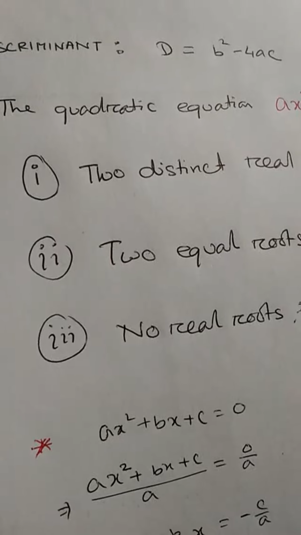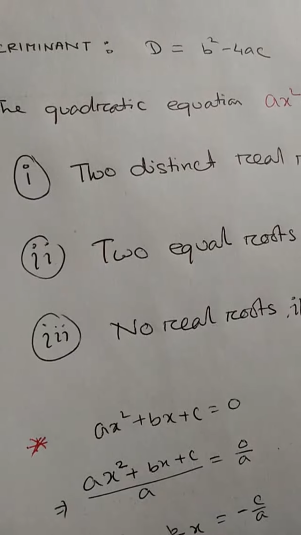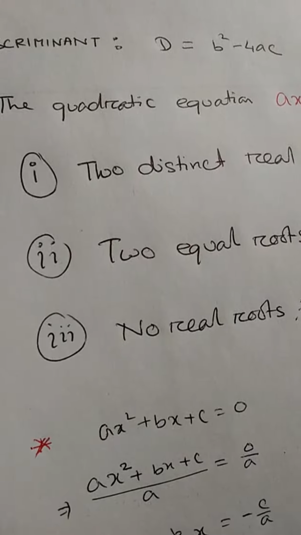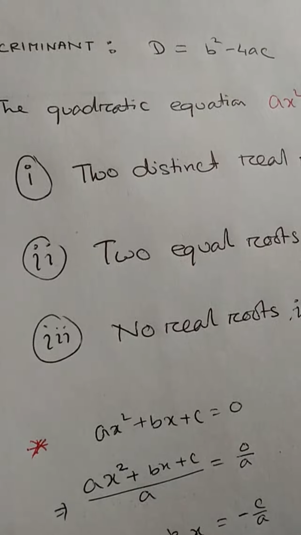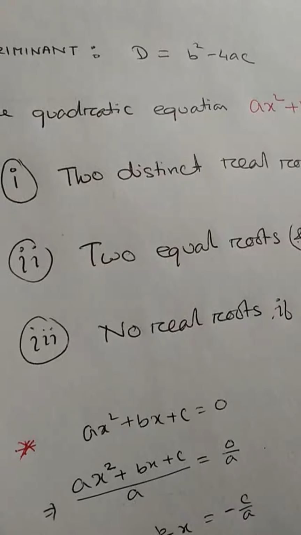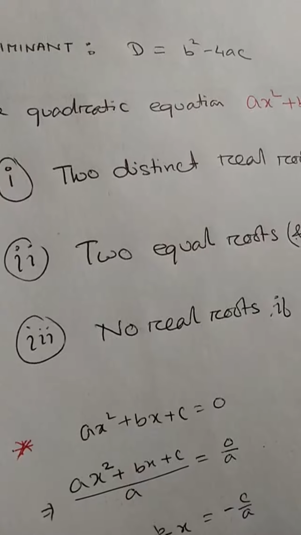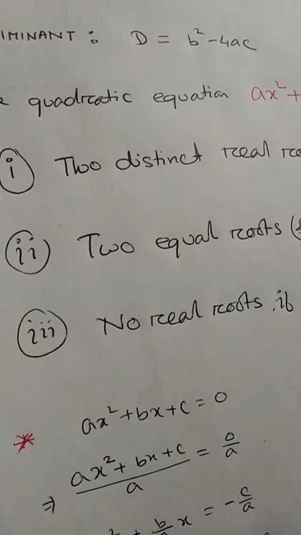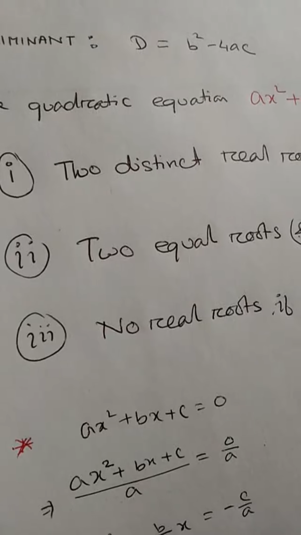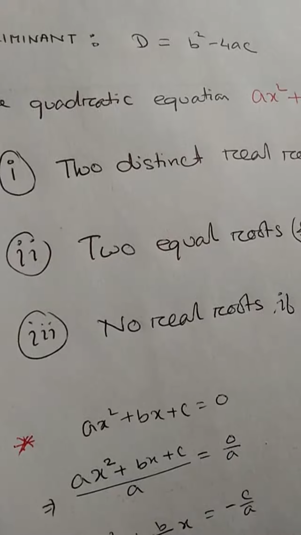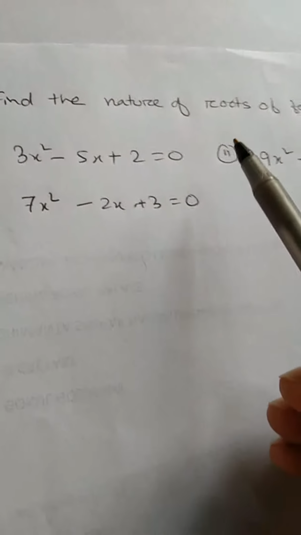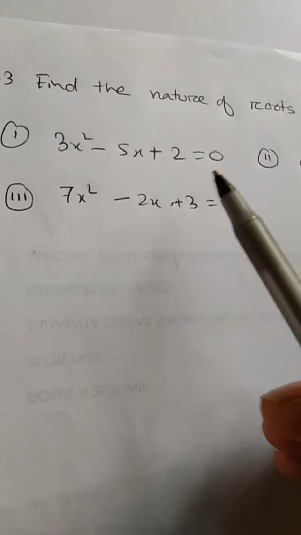So whenever a quadratic equation is given, to find the roots of it, first of all we should check the discriminant, whether the discriminant is greater than or equal to 0 or not. If it is less than 0, then there is no need to solve the equation because it won't have real roots. So let us take some examples to find the nature of roots. It's given here: find the nature of roots of the following quadratic equations.